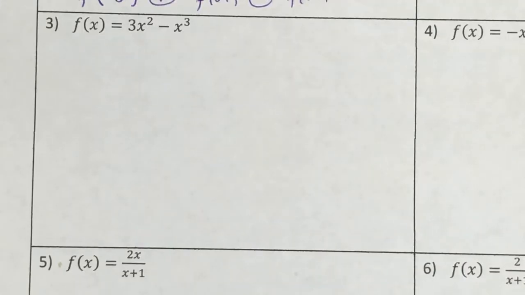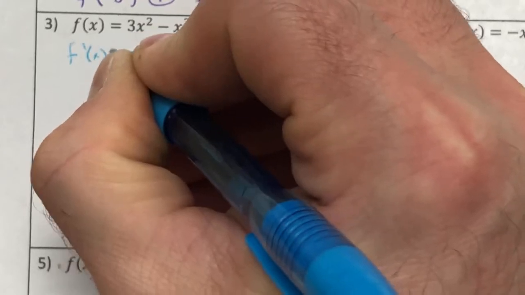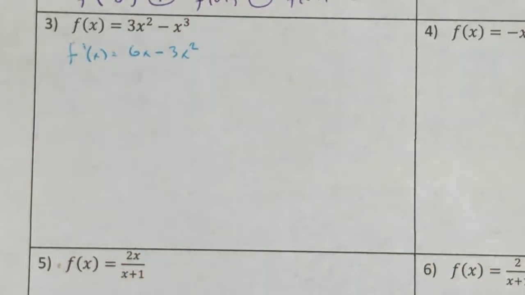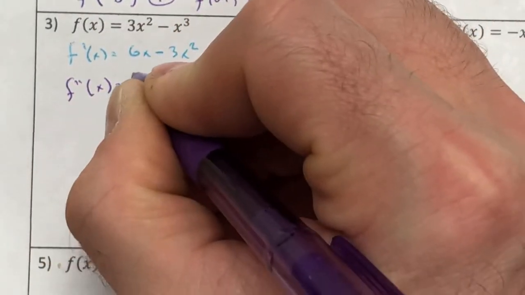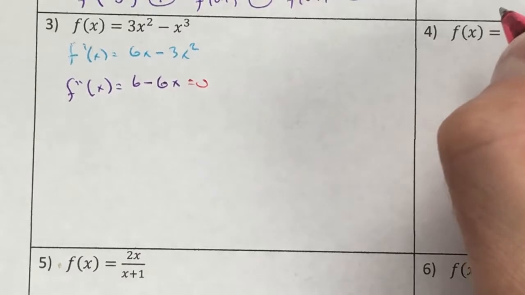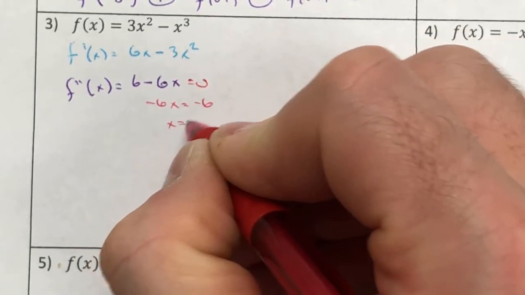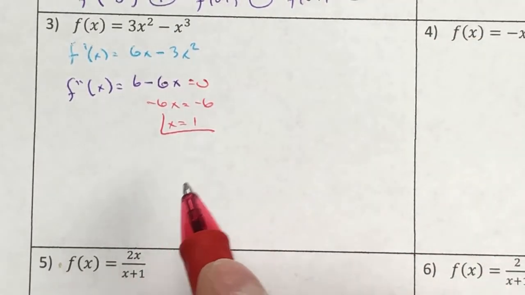So on number 3, let's go ahead and get started. We're going to calculate the first derivative, which is going to be 6x minus 3x squared. And I'm going to use that to calculate the second derivative. So f double prime of x is 6 minus 6x. This is the value that I'm going to set equal to 0. And by doing that, negative 6x equals negative 6. So x equals 1.